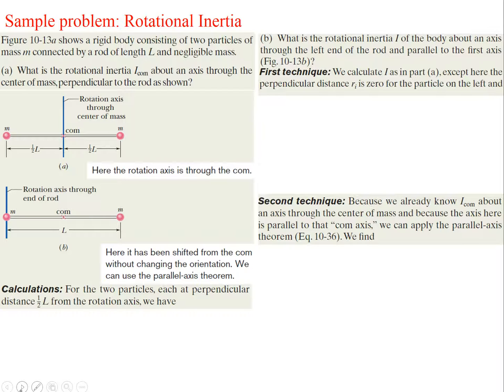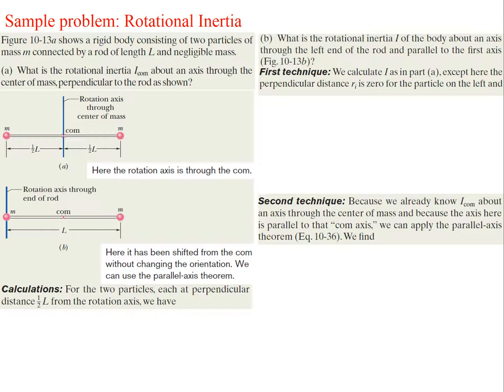Okay, so in this problem, we start simple. We're just looking at two specific point particles, one here and one here. They both have a mass of m. We're trying to find the rotational inertia about an axis that goes right between the center. Now, in this case, the rod that connects these two objects has negligible mass, so we're not going to worry about the rod. We're just looking at the two point particles.